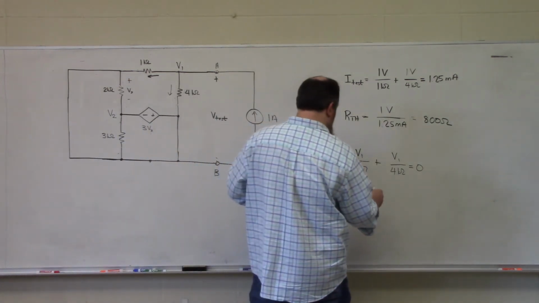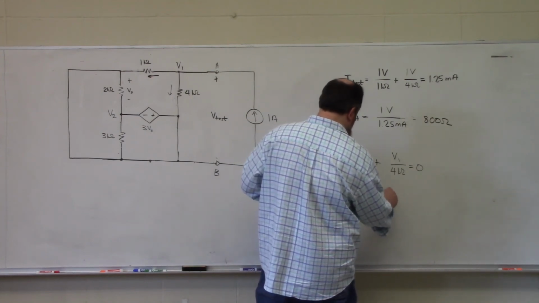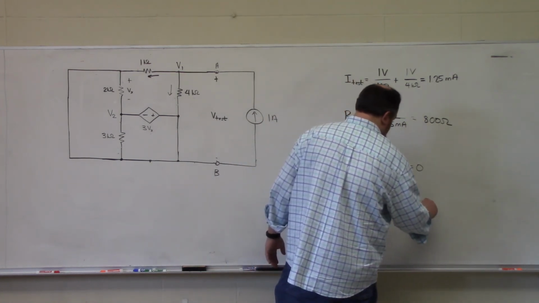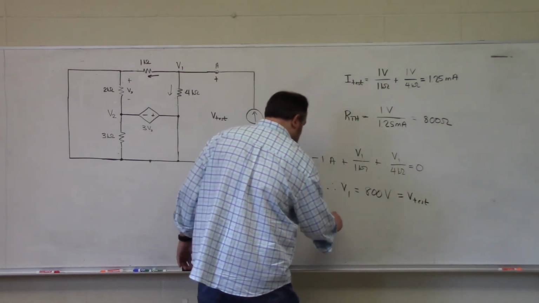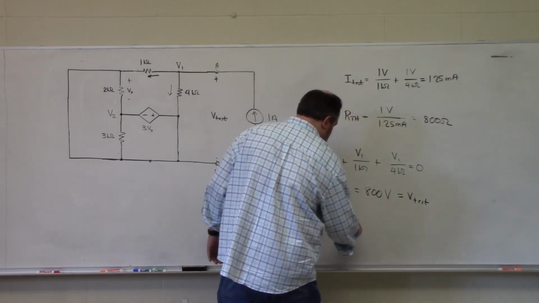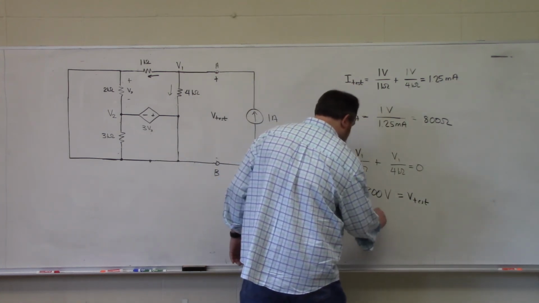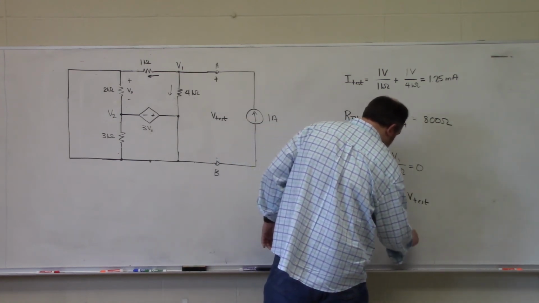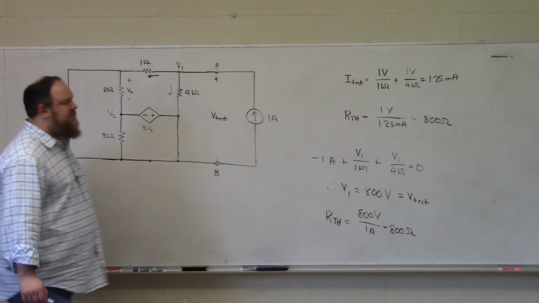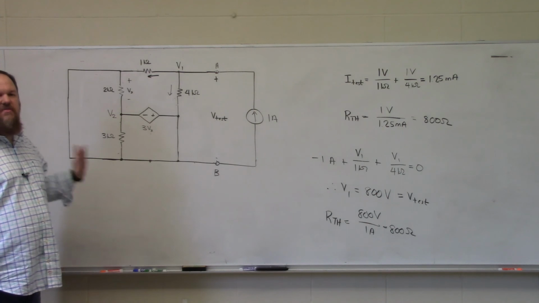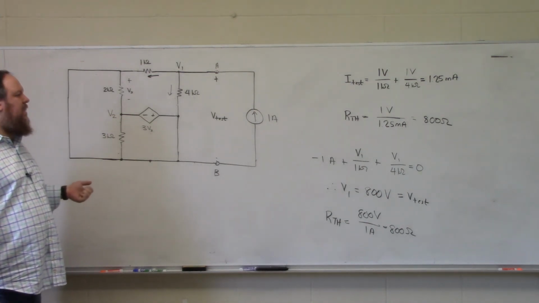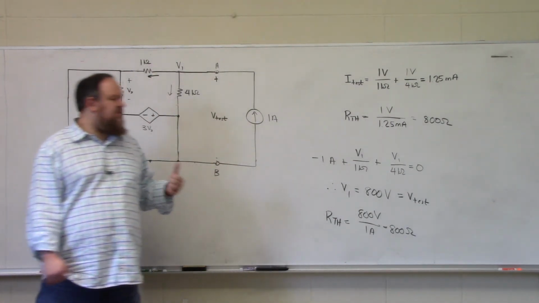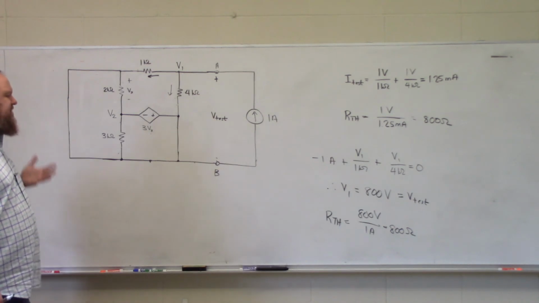I get V1 is equal to 800 volts. And since this is equal to V test, then I get R Thevenin is V test, which is 800 volts, divided by I test, which is 1 amp, is 800 ohms. So whichever way we approach it, taking the ratio of the Thevenin voltage divided by the Norton current, applying a test voltage source or applying a test current source, we found that the Thevenin resistance was always 800 ohms.